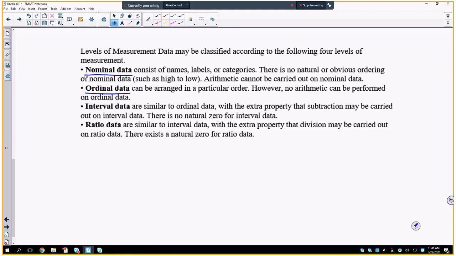Or we could have interval data, which can be ordered, just like the ordinal data, but with the extra property that we can carry out some arithmetic. We can do subtraction, but there's no natural zero for this data. Or we could have ratio data, which, like ordinal data, can be ordered, and like interval data, you can do subtraction, but now we have one extra property. You can also do division, and we have a natural zero. So we'll do an example, and it should become a little bit clear what we mean by these things.